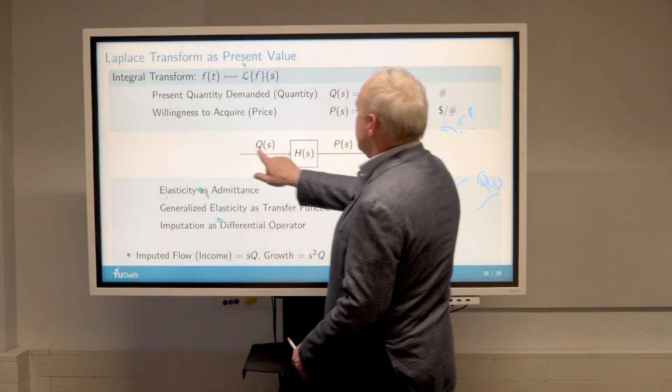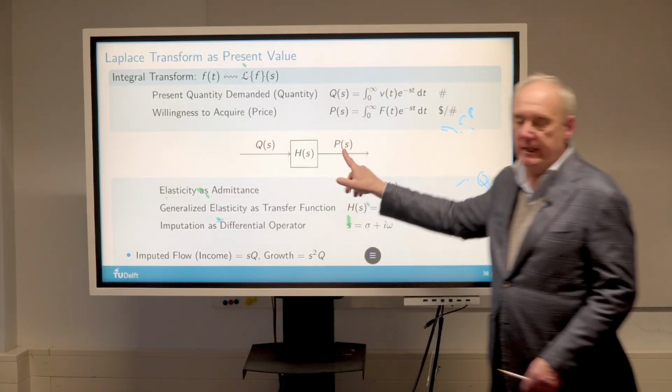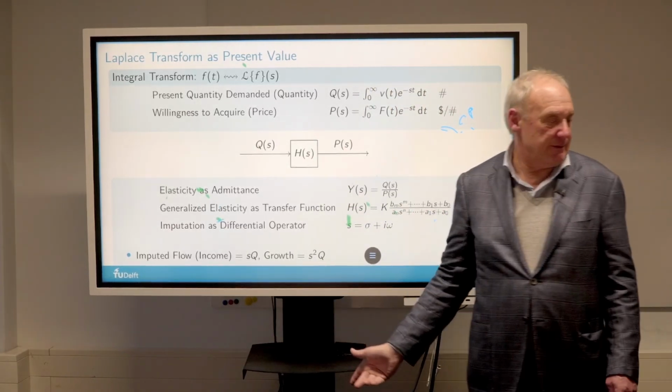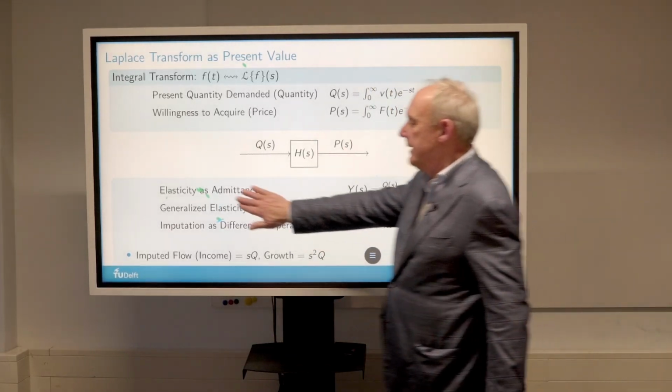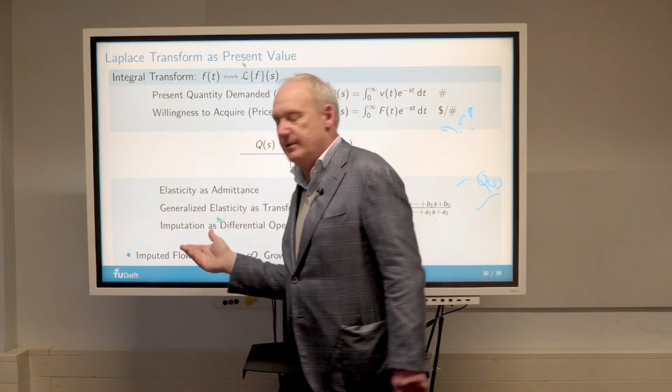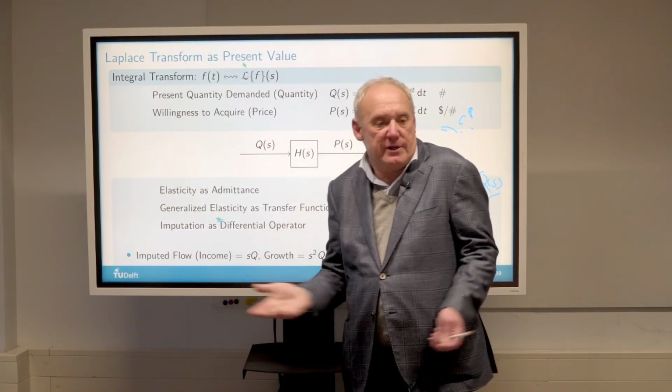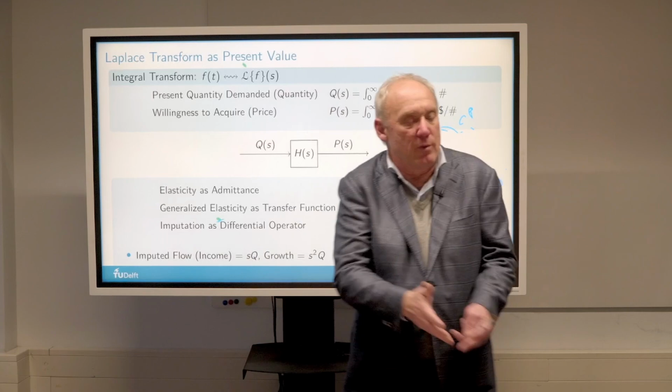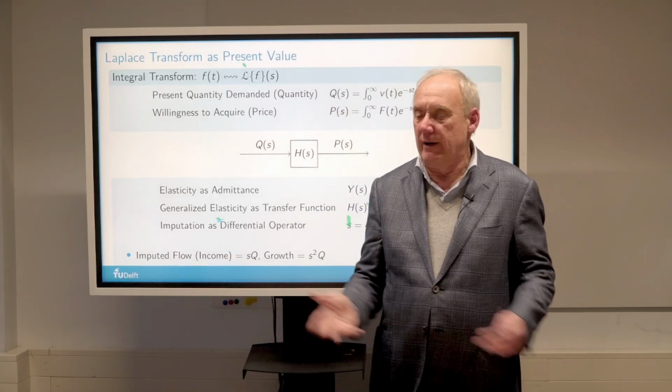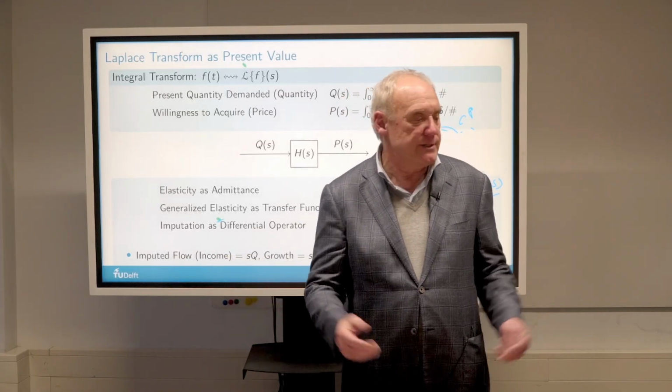Now, you can stuff anything in here and get anything out, right? So you don't really need only admittance, you can have some generalized transfer function. And that just tells you how one signal, an input, relates to an output.